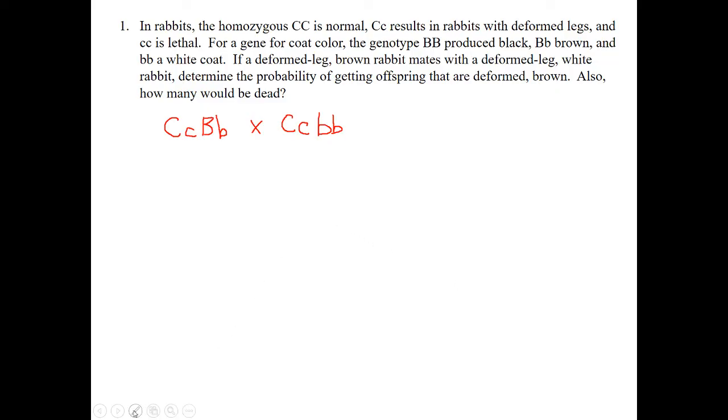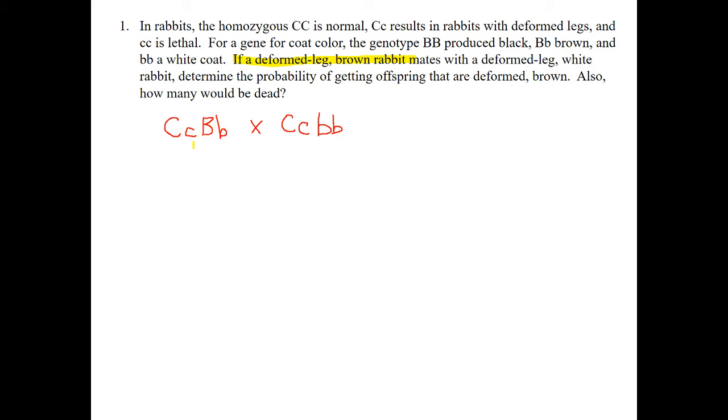Right, you have a bunch of rabbits, and they tell you all the genotype for each particular phenotype. So the question is talking about, let me highlight it, a deformed brown rabbit. For deformed, it tells you here is big C, little c. Brown is, look at this, big B, little b. So one of my parents will look like this as far as genotype is concerned.